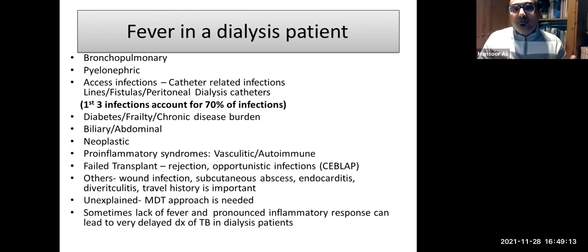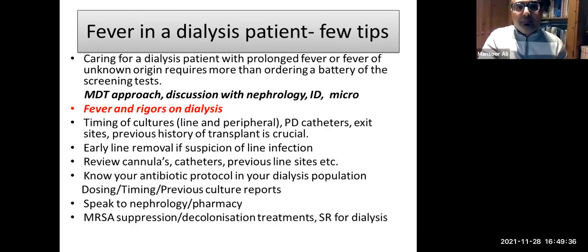Then examine the wound if they've got any wounds. Don't forget they may have previous catheters, like peritoneal dialysis catheters or peritoneal dialysis exit site wounds. For unexplained fever, this is where an MDT approach is needed. And if you're living in an area where you've got a lot of ethnic minority patients, then remember to look for TB and find out whether they've got TB or not, because I've had lots of patients who've had delayed diagnosis of TB in my dialysis population. So an MDT approach is very important.